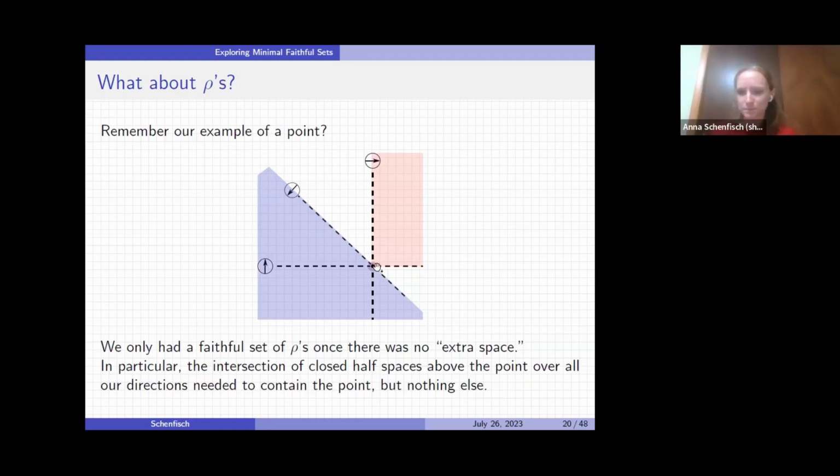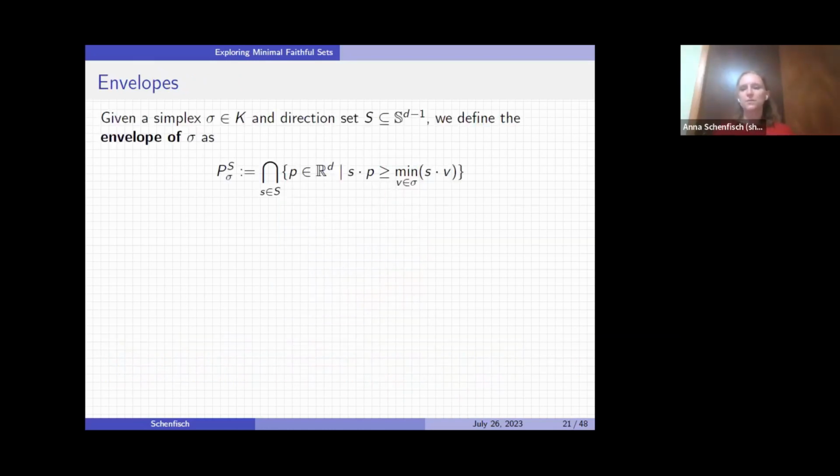Okay, so we can extend or generalize this idea to higher dimensional simplices, and we're going to call it, I'll flash the picture here, the envelope of the simplex. So it's just the intersection of all these closed half spaces that are above the simplex. So if my simplex is sigma and my direction set are these two directions, lowercase s and s prime, what would the envelope be? Well, as soon as I run into the simplex, I look at the closed half space above it, and I take the intersection of those half spaces. So it's all this shaded region.